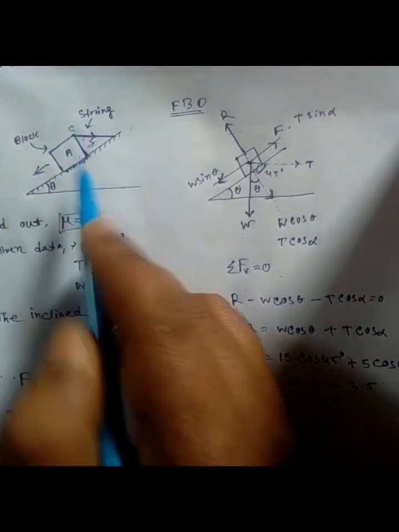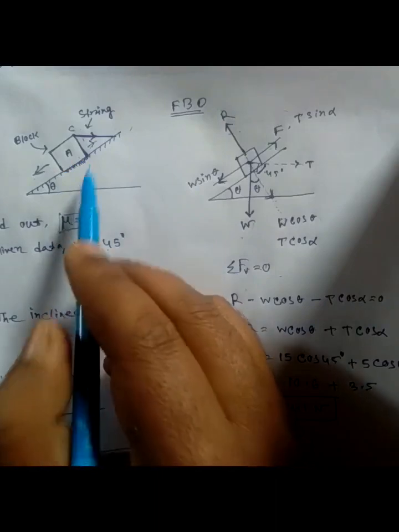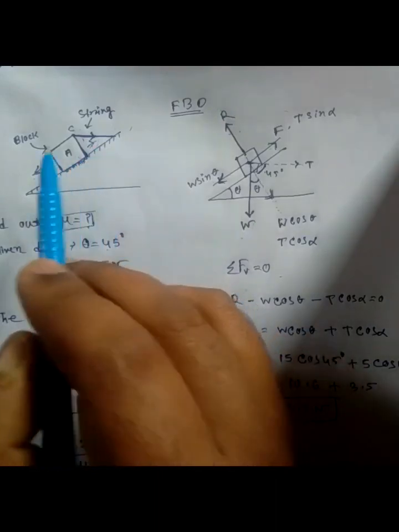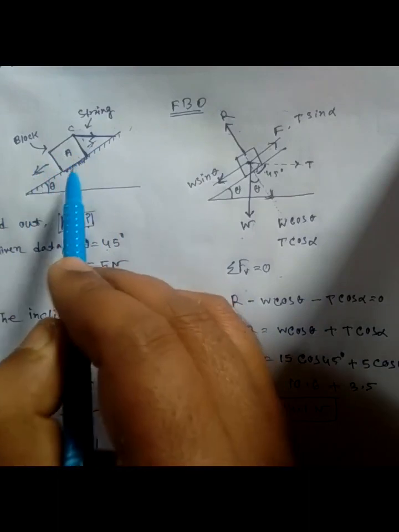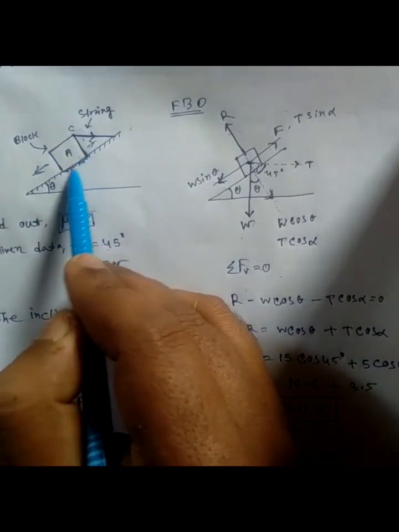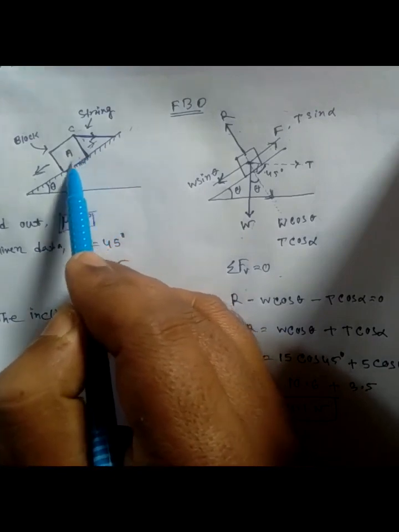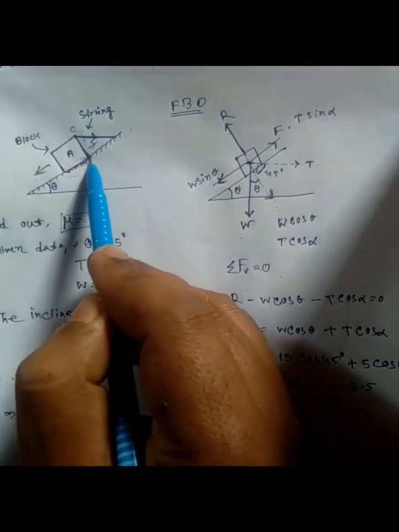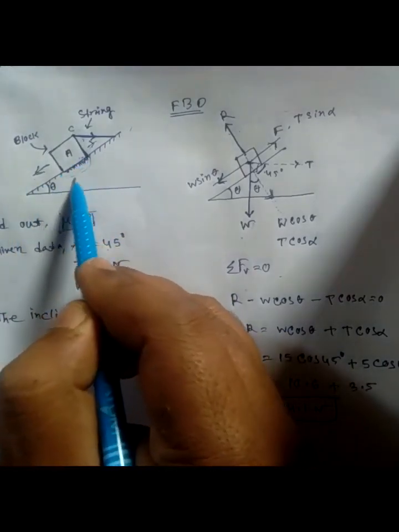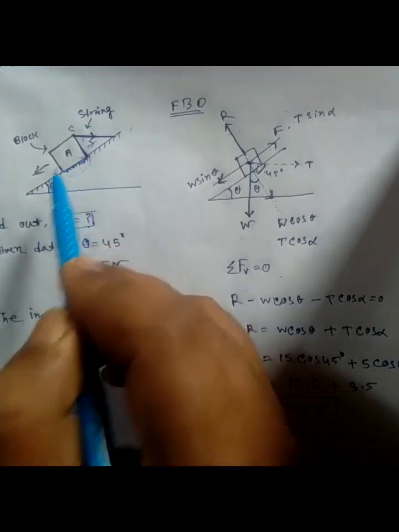The coefficient of friction, mu. What is the coefficient of friction? The coefficient of friction is the friction acting between the block and the inclined plane surface. This act is friction, and how much the friction acts is the coefficient of friction. Find it out.